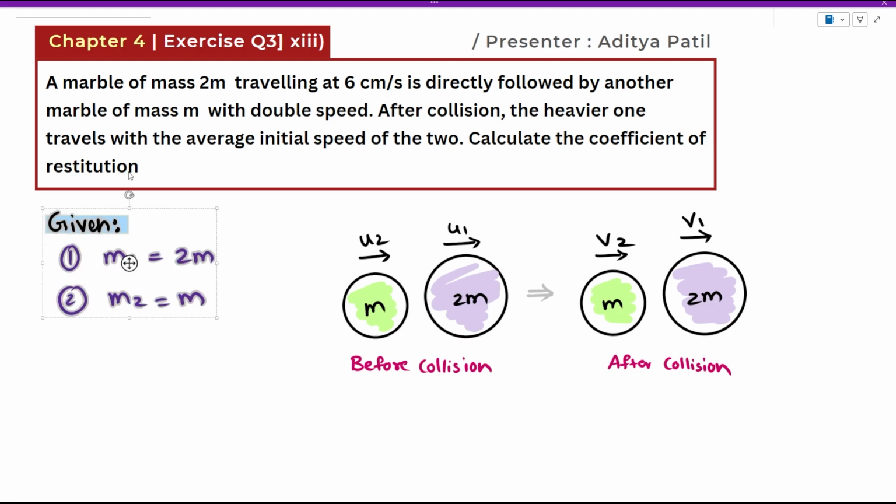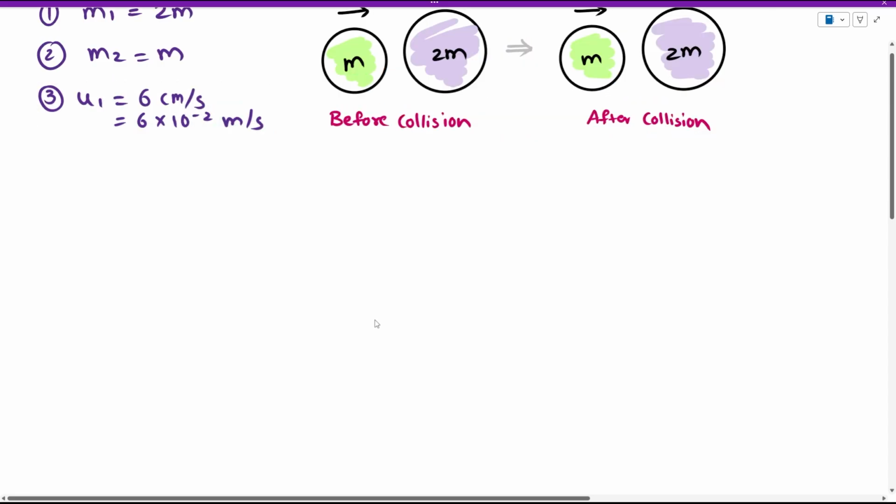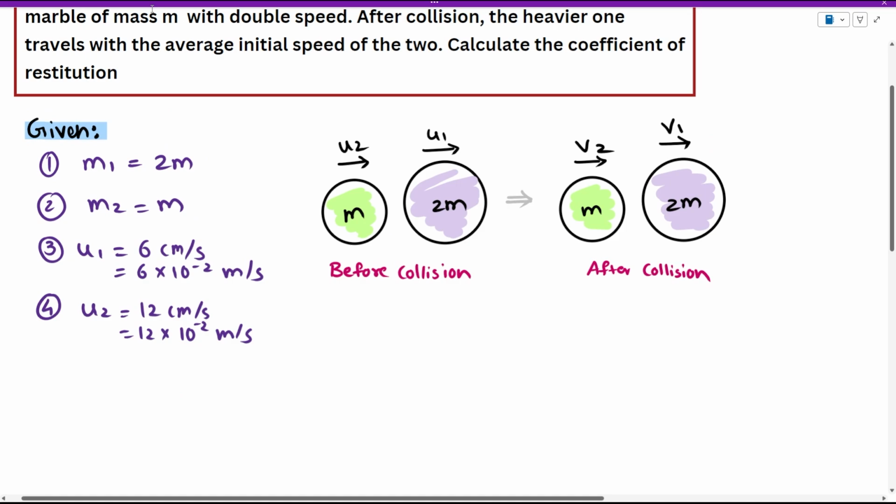So first of all, let us understand what sort of data has been given to us. As I said, we have been given the masses of the two marbles, that is one with mass 2m and the other with mass m. The second quantity that's been given to us is the speeds, or initial speeds to be specific, of both the masses. So the larger mass has the speed 6 centimeters per second, but for calculation we need it in meters per second, so it is 6 into 10 raised to minus 2 meters per second.